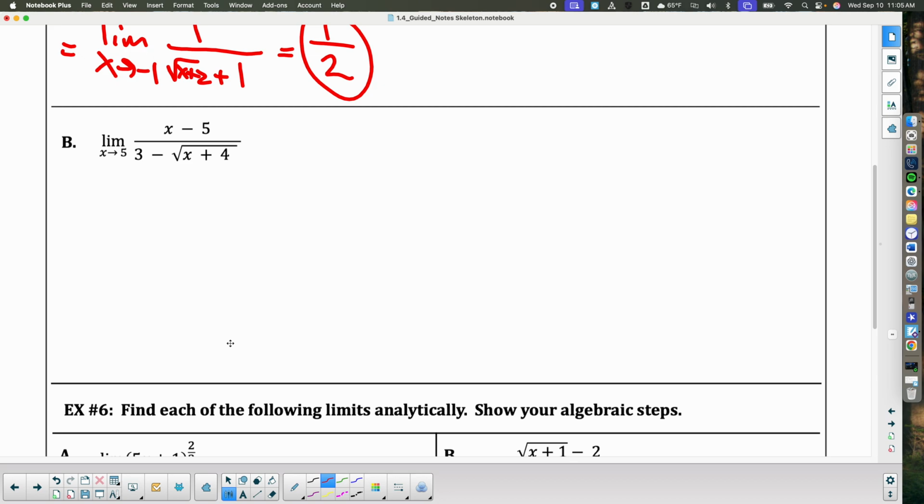Do you guys need help starting it? Okay. What are we going to multiply top and bottom by? 3 plus the root. You change the sign in the middle and that's it. I think I heard somebody say negative 3 minus the root. That should still work as well.